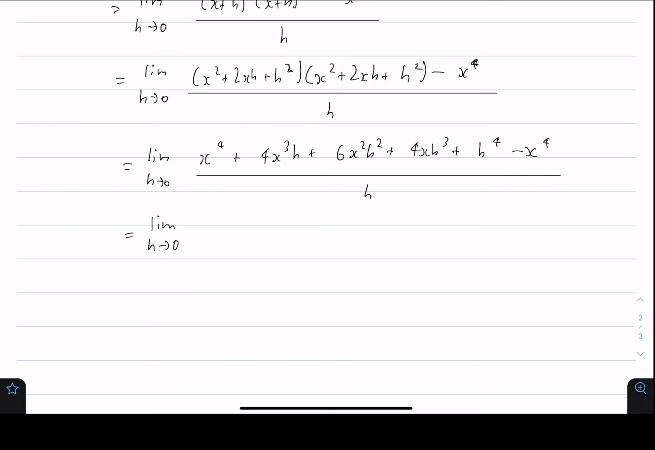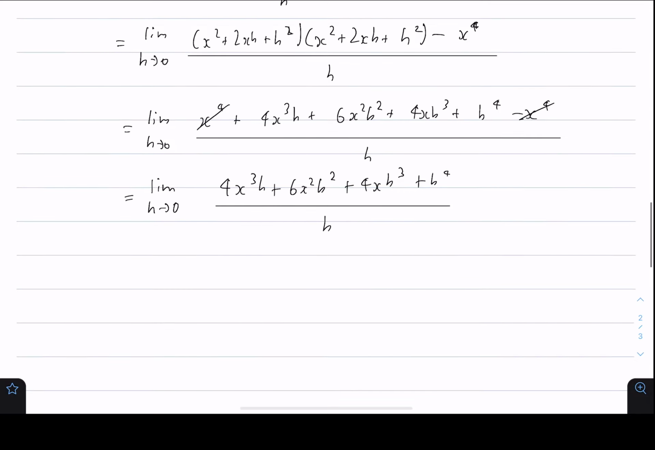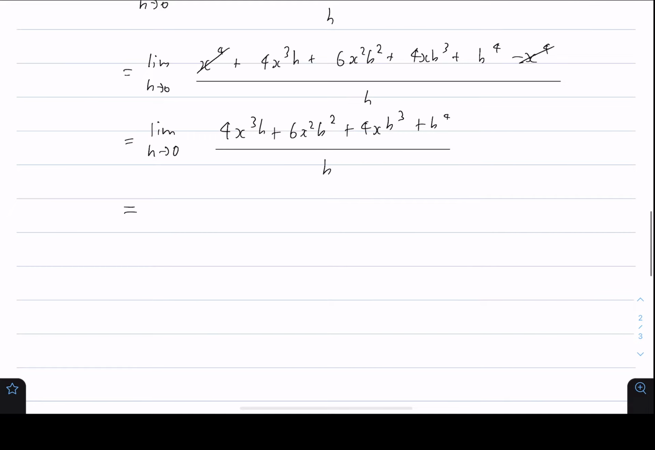So if we just simplify this, the x to the power 4's cancel out, and you're left with 4x cubed h plus 6x squared h squared plus 4xh cubed plus h to the power 4 all over h. Now we see that every single term up here has an h, so we can divide h from top and bottom, and we're left with 4x cubed plus 6x squared h plus 4xh squared plus h to the power 3.